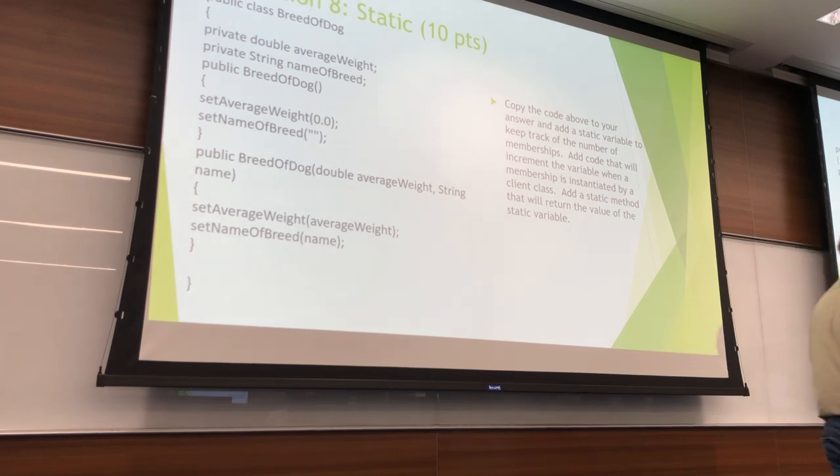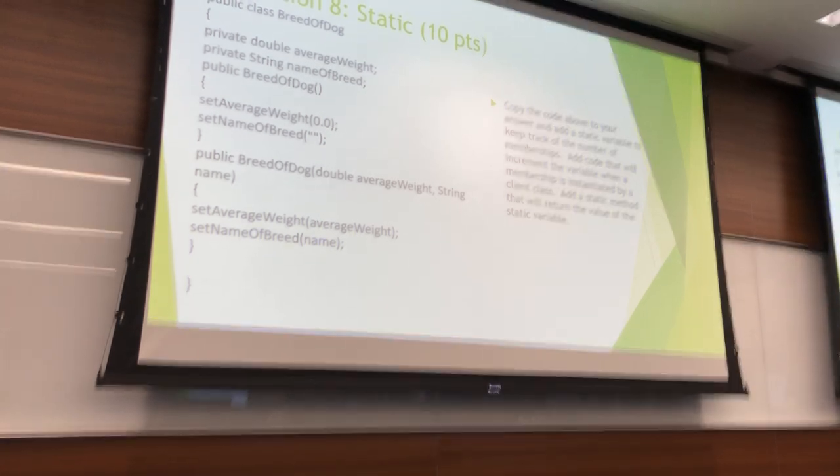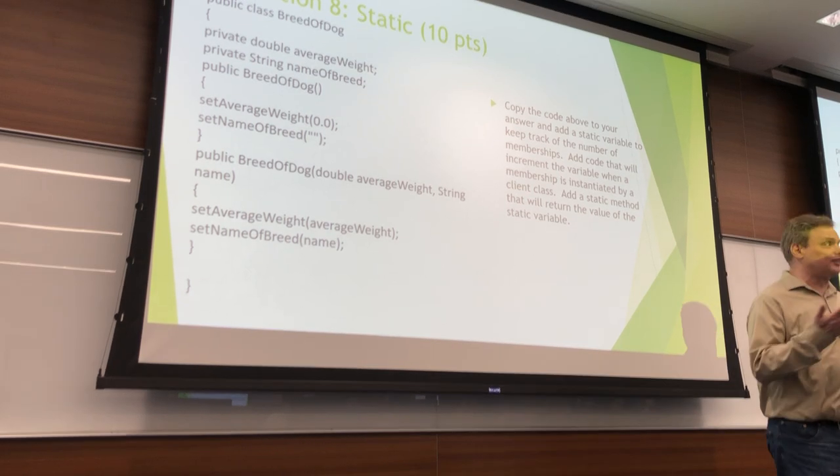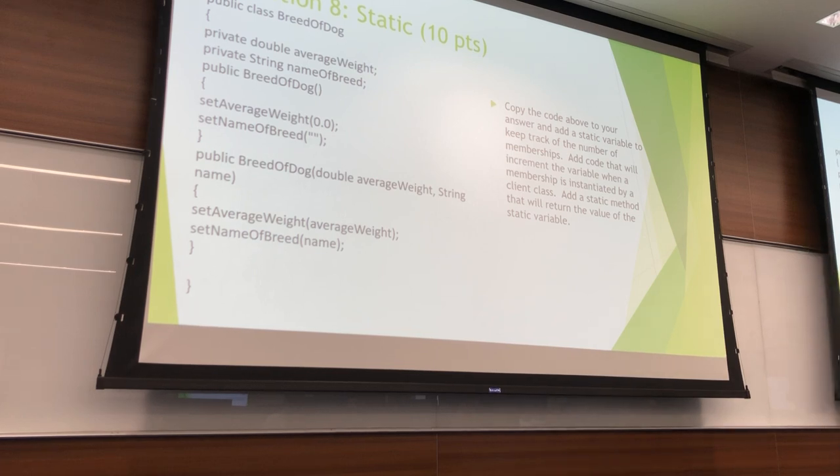If I've created 0 so far, it'll be 0. If I've created 19 breeds so far, it'll be 19. As opposed to the name of the breed and the average weight, which have to be different for each breed. Okay, so first we're going to add a static variable to keep track of the number of breeds.